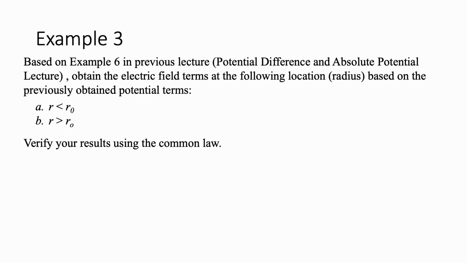Now let's look into another example for this potential gradient. This is also based on our previous lecture that we have discussed before, example number 6. In this lecture, you need to obtain the E field at the following locations, based on the previously obtained potential, where r is smaller than R naught and r is larger than R naught, and you have to verify your results using the Coulomb's law.